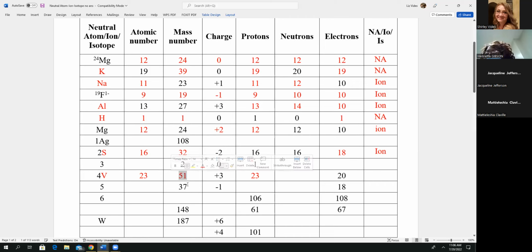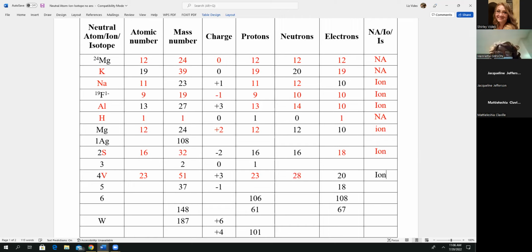All right. So 51 minus 23 will give us the number of neutrons. And that would be 38. No, 28. Sorry, 28. Right? Because we got to add this too. Yeah, so it's 28. So we know that this is another ion.